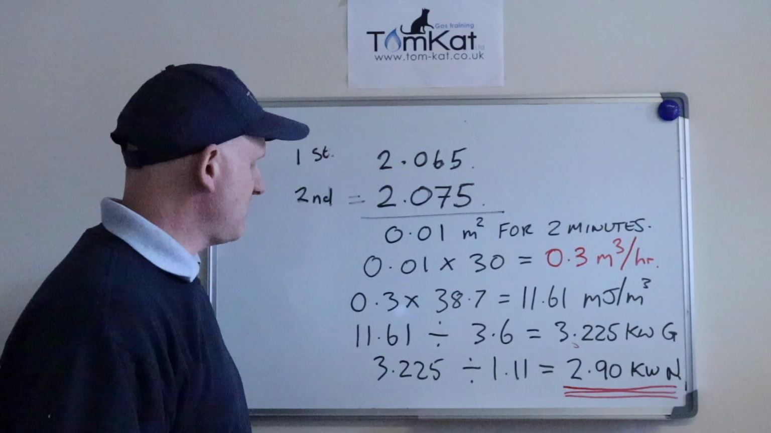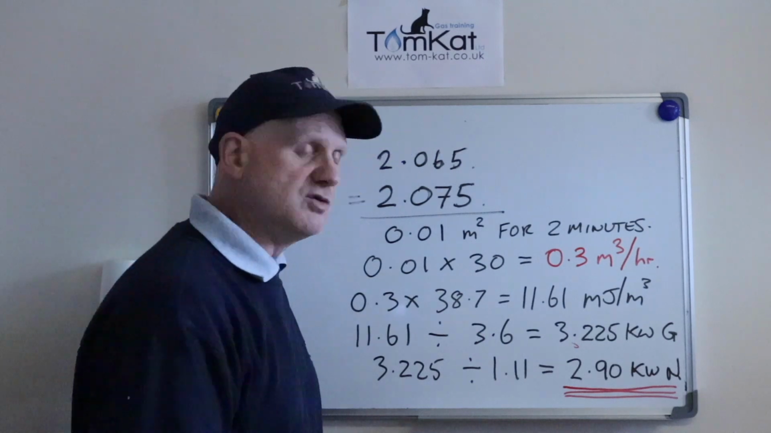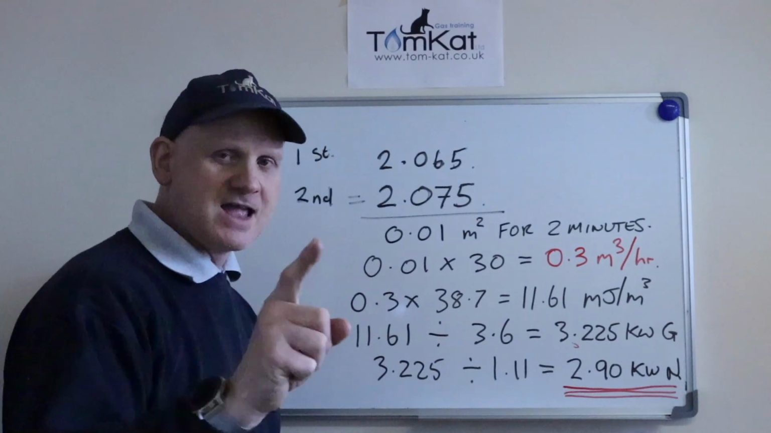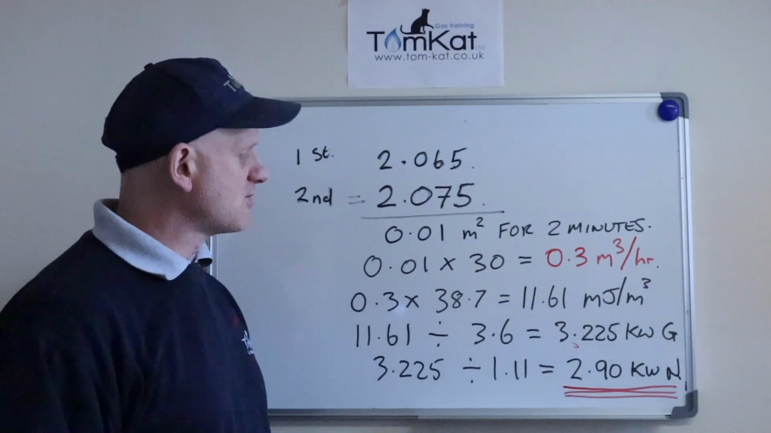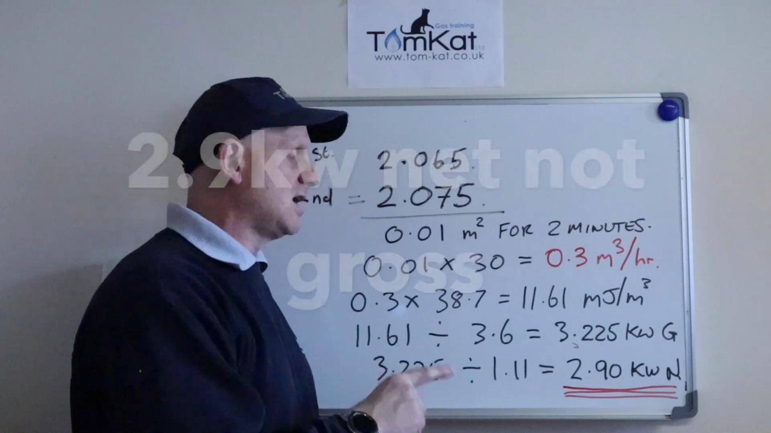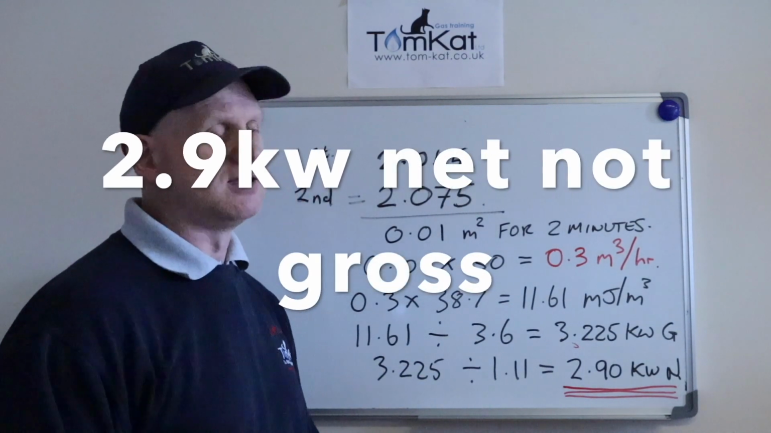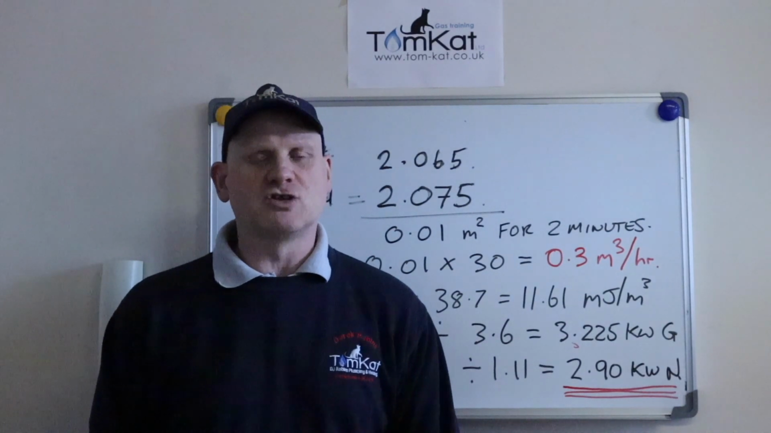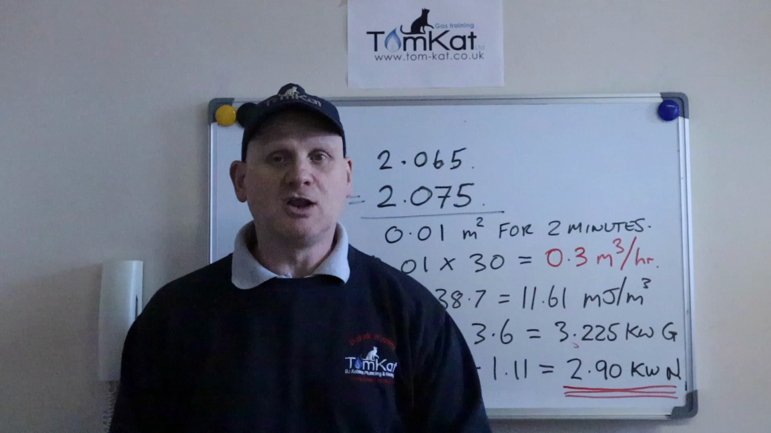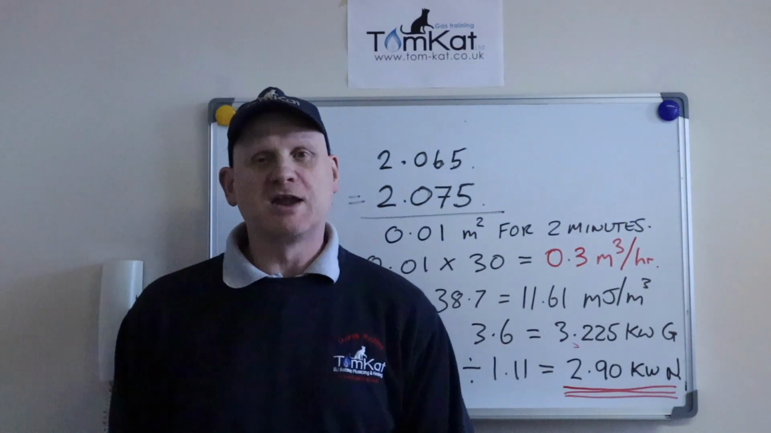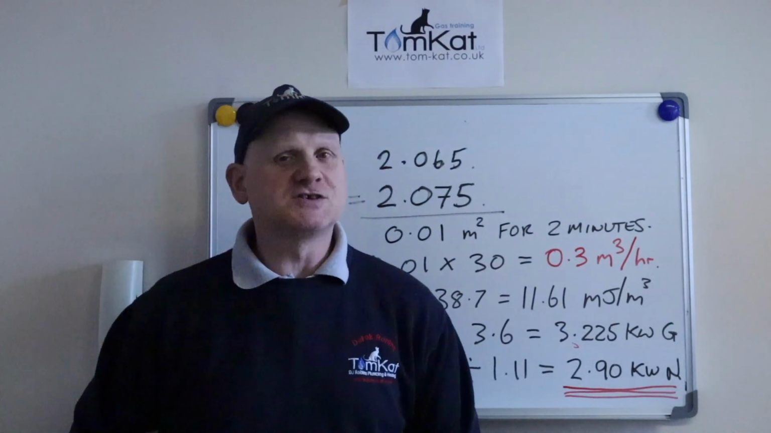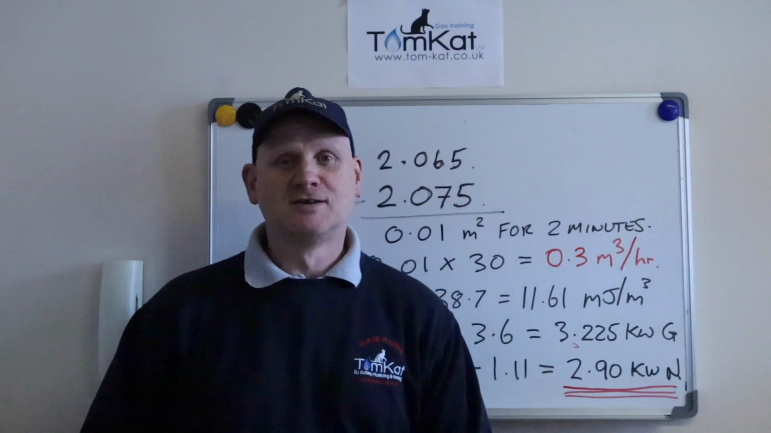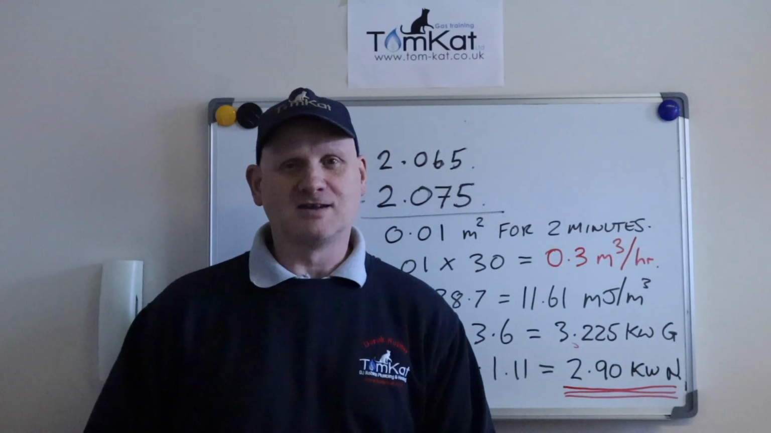And if we want to turn that into net, we do the 3.225 divided by 1.11, because remember the latent heat is 11%, and it comes out at 2.9 kilowatts net. Okay, now then, what I would do now is go to the manufacturer's instructions and see what the kilowatts is for that one big ring. And when I did look at the manufacturer's instructions, it says it was 2.9 kilowatts. Happy days.